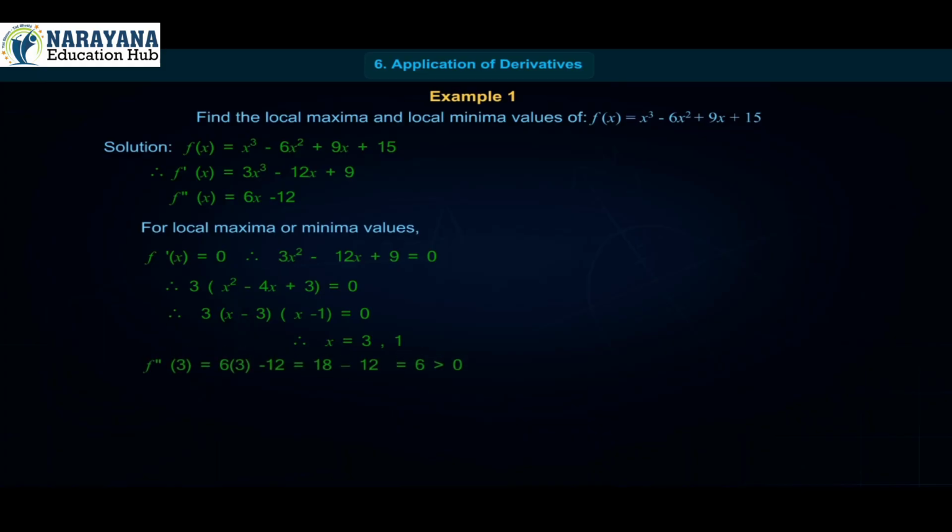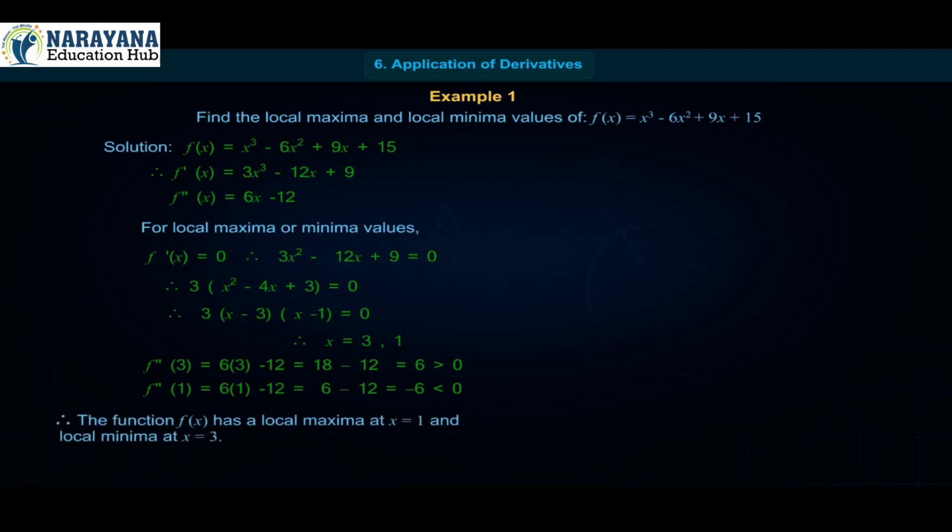f''(3) is equal to 6 into 3 minus 12, which is 18 minus 12, equal to 6, greater than 0. f''(1) is equal to 6 into 1 minus 12, which is 6 minus 12, equal to minus 6, less than 0. Therefore, the function f(x) has a local maxima at x is equal to 1 and local minima at x is equal to 3.